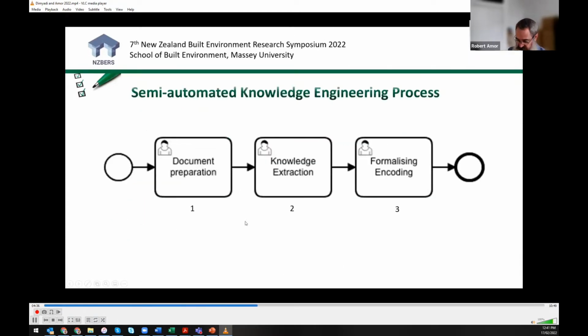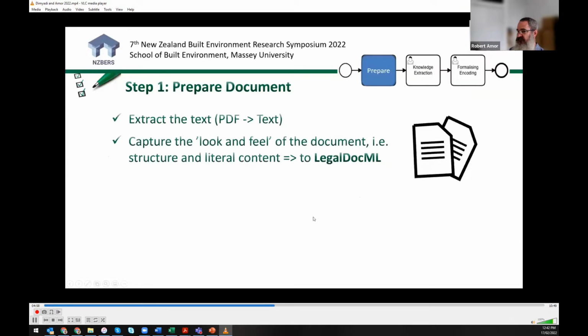But the process that we go through to try and have a computerized version, extraction of the knowledge from the planning rules, is preparation of the documents, so we get it in the form that we can work with, extracting the knowledge out of those documents through an expert's interpretation of them, and then formally encoding those in a form that can be processed by a computer.